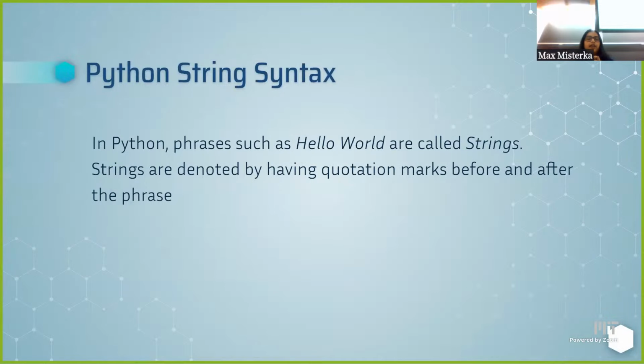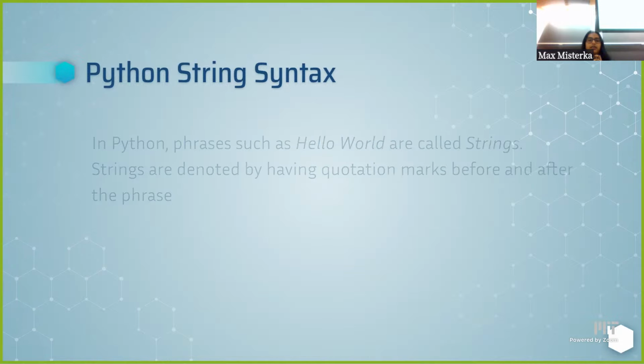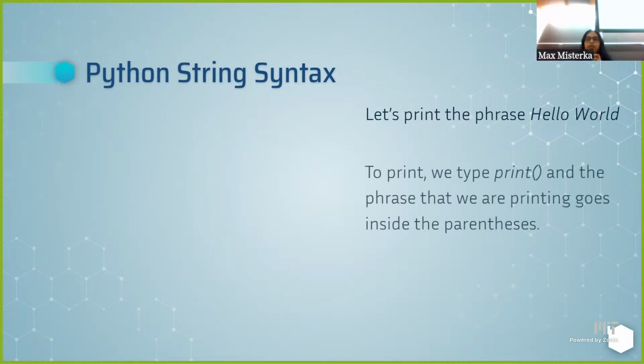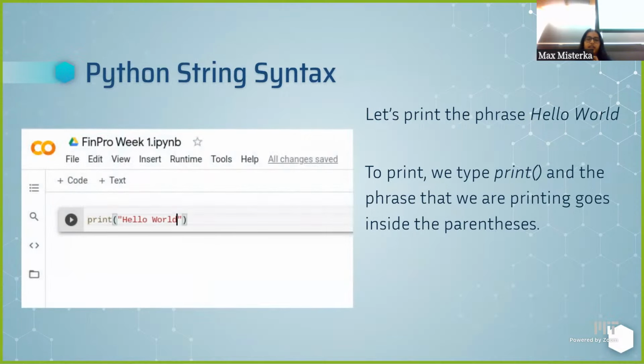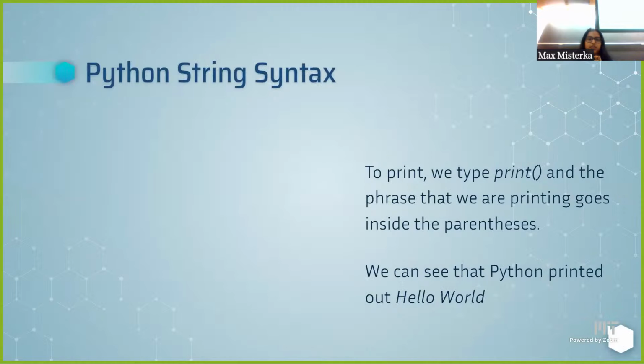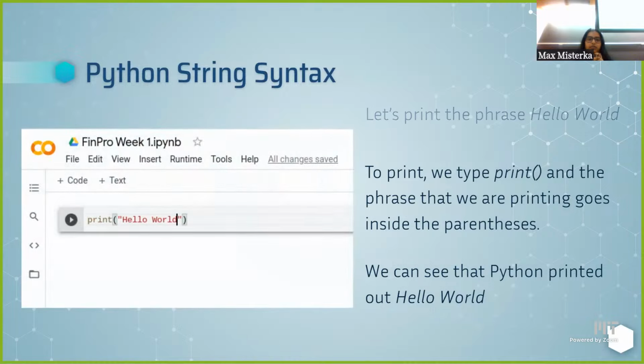And then strings. In Python, phrases such as hello world are called strings, and strings are denoted by having quotation marks before and after the phrase. So if we wanted to print the phrase hello world, we would type print, and then the phrase that we're printing goes inside. This is a different syntax than Java, where we have the System.out configuration. But here, if we're doing Python print hello world, then we see that Python would print out hello world.